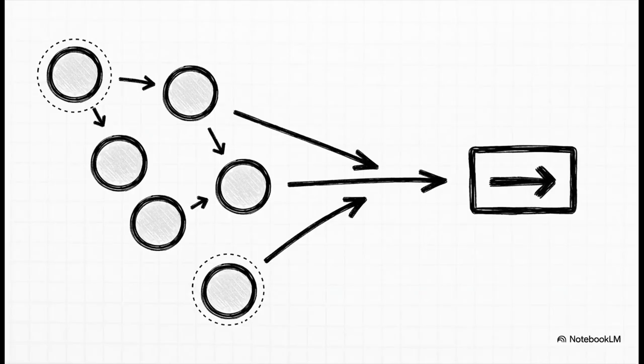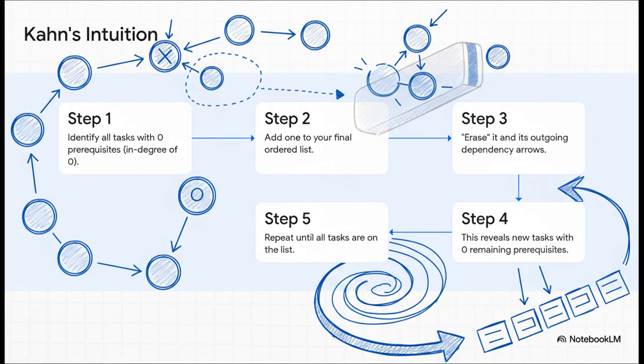All right, let's start with Kahn's algorithm, which has been around since 1962. This one is really intuitive because it basically copies how you'd solve this problem with sticky notes on a wall. It's all about finding the things you can do right now, the tasks that have zero prerequisites holding them back. So here's the game plan. First, you scan your whole project and find every single task that has zero arrows pointing to it. These are your starting points. You pick one and you add it to your final sorted list.